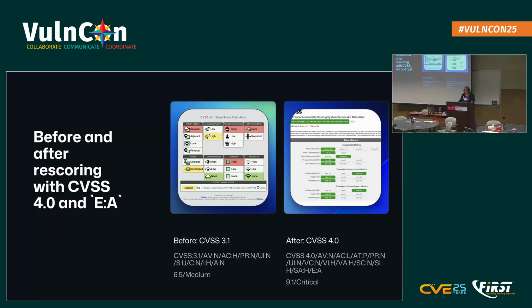And with CVSS 4.0, there were a couple of important changes, not just exploit maturity. In addition to adding subsequent system impacts, in addition to vulnerable system impacts, and adding E:A, we were able to get the CVSS up to 9.1 or critical. And that was actually what made the maintainers happy, because that score was able to warn them both A, your device is going to be bricked, and B, this has happened in the wild. We were able to show all of that information with just the CVSS.